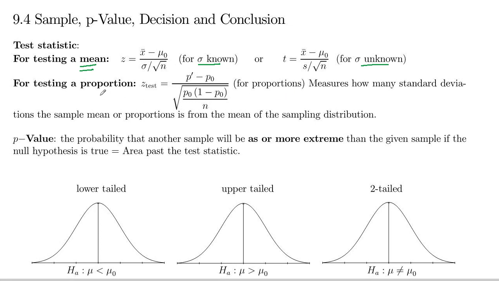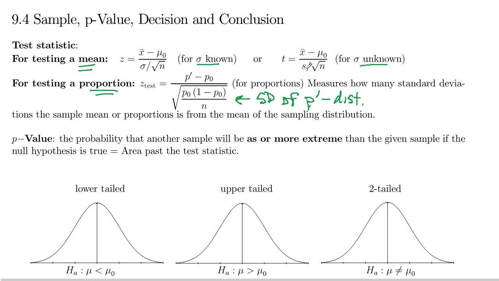So if you're doing a test for proportion, then your test statistic is going to be a z-value. P prime is your sample proportion. P0 is your hypothesized proportion, and then this is the standard deviation of the sampling distribution, the standard deviation of the P prime distribution. And down here in the denominator, those are the standard deviations of the x bar distribution, the sampling distribution for the sample mean.